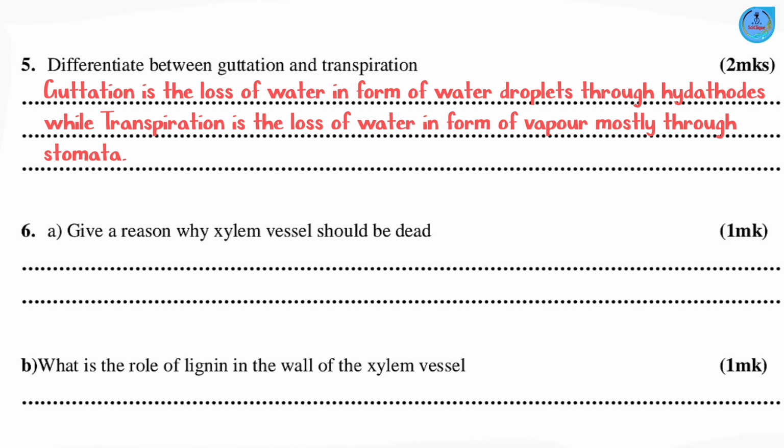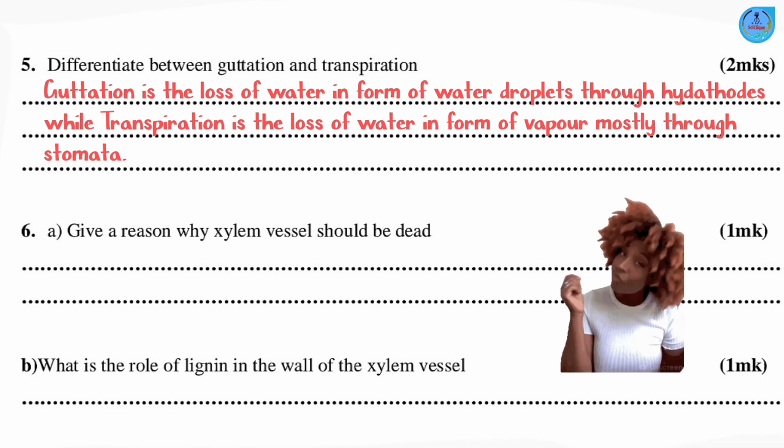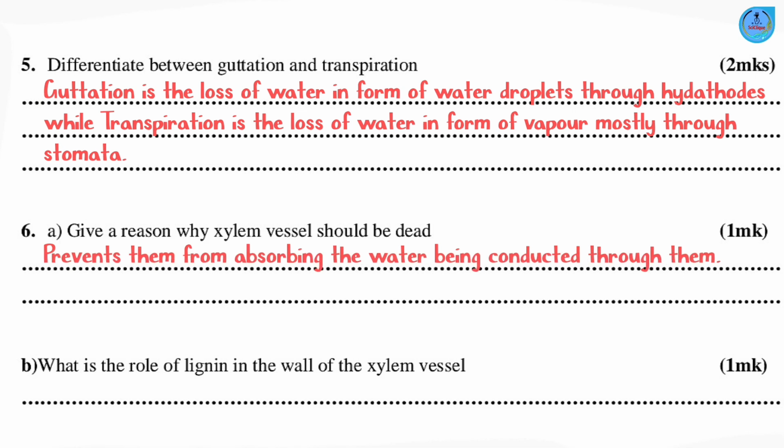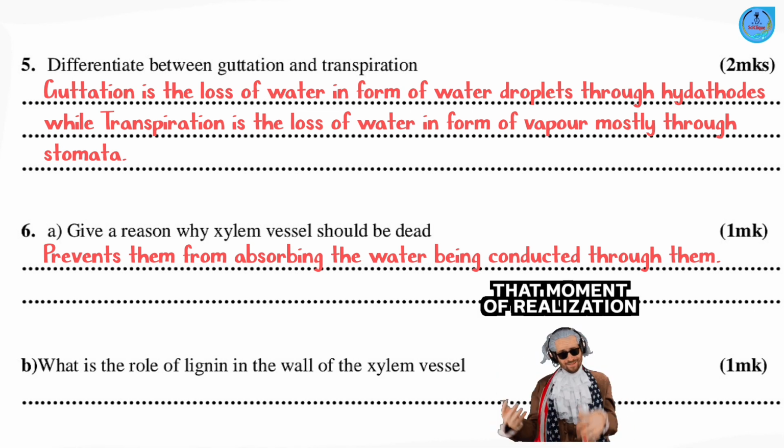Question number 6. Give a reason why xylem vessel should be dead. Now the reason is simple, because being dead allows them to perform their main function, which is transportation of water. So this allows the water molecules to pass through the xylem vessels without being absorbed, because the cells are dead.